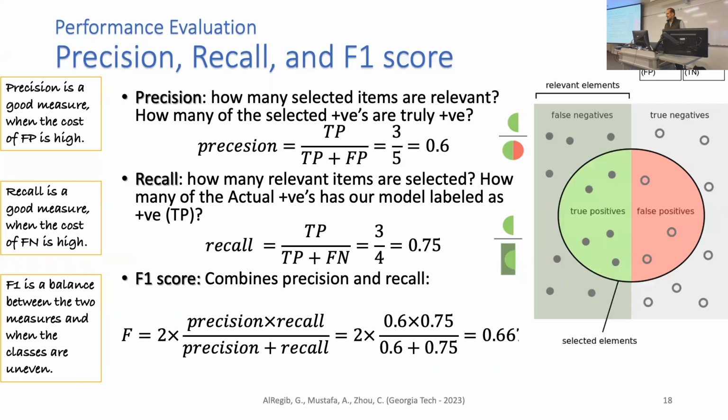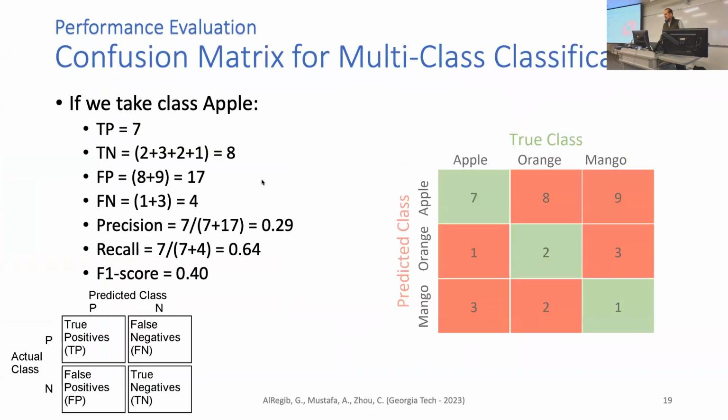Okay. Now, what if I have multi-class? I have apple, orange, mango. I have my prediction class, and I flipped it. I have the true class in the columns, because I don't want you to stick to only what I had in the previous one. In the previous slide, I have predicted in the column, actual in the row. But in some references online, you will have the predicted in the rows. It doesn't really matter as far as you know what you're doing.